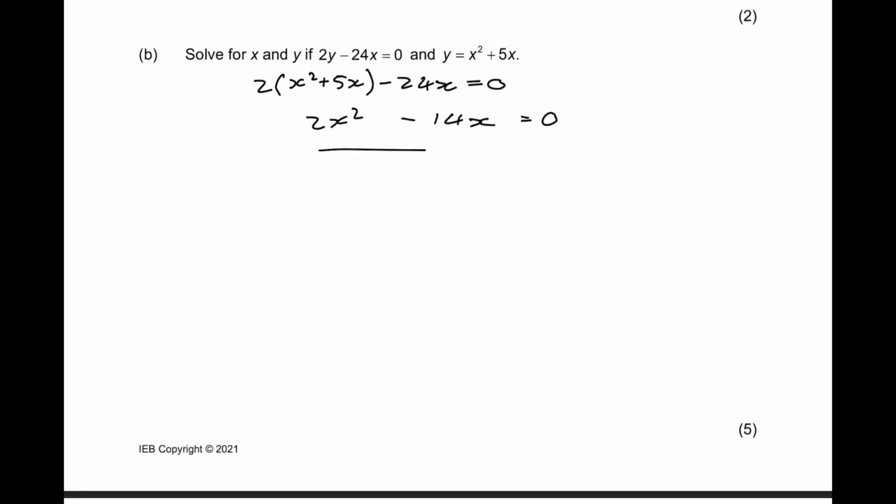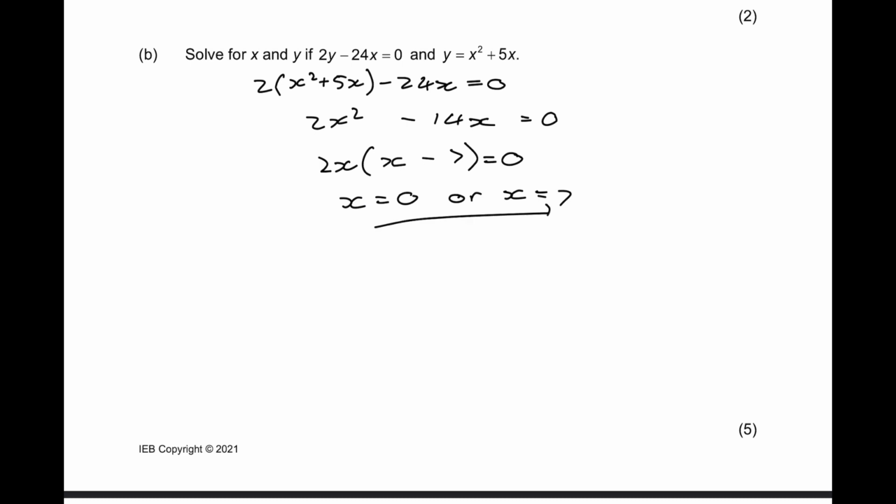Now we have a simple quadratic equation to solve, and to solve this, we're going to take out a factor of 2x from each of these terms. Doing so, we get 2x into x minus 7 is equal to 0. You can see that those two left-hand sides are equivalent, since if we distribute the 2x back, we get 2x squared, and 2x into negative 7 gives negative 14x. This tells us that our solutions for x are x is equal to 0 or x is equal to 7.